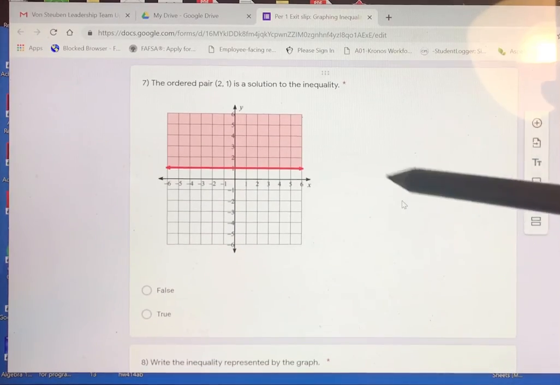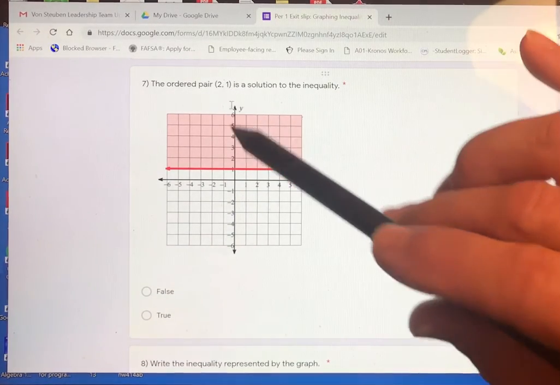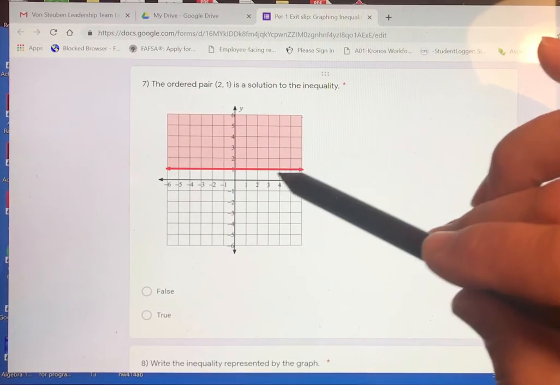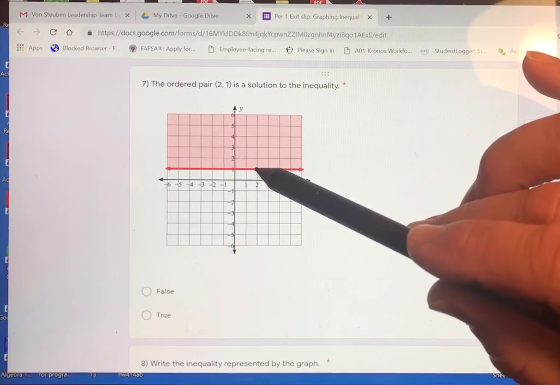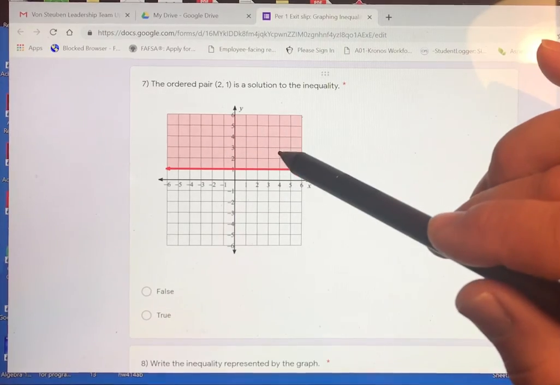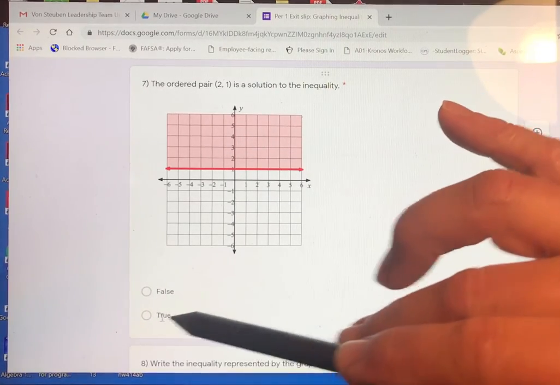In number 7, we're asked about 2, 1. Now 2, 1 is on this solid line. If it's on the solid line, the line is included as part of the shaded region. So this would be a true statement.